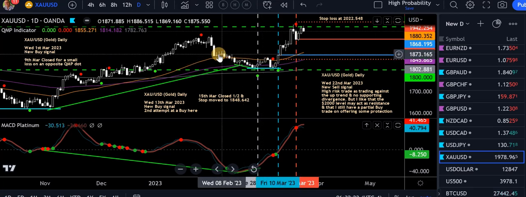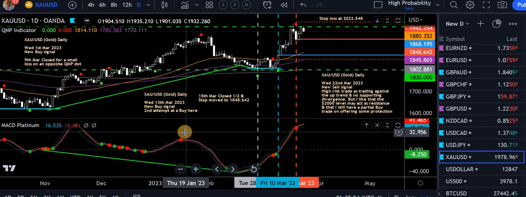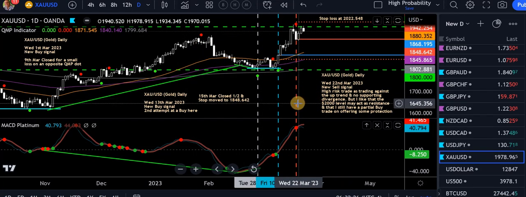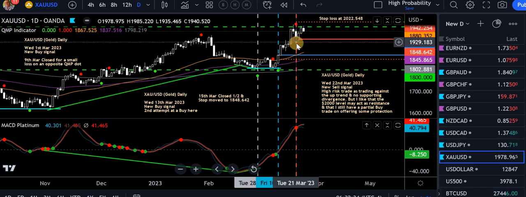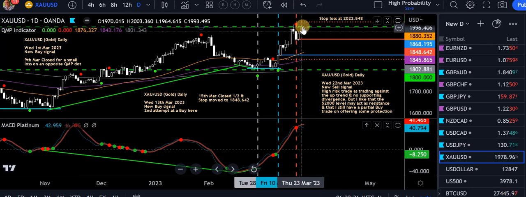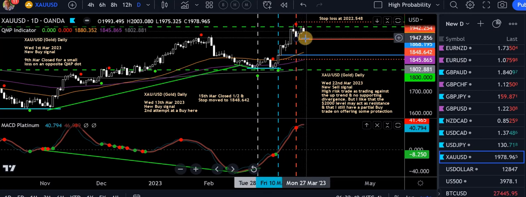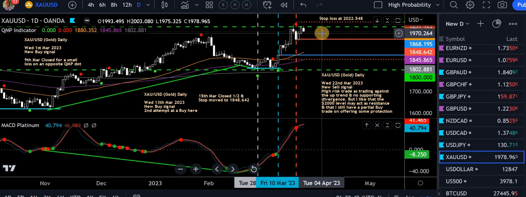High risk trade, trading against the trend. There's no supporting divergence, but I like this as the 2000 level could be a resistance level. And as you can see, price went up to it and dropped before I took it. Now it's had another go at it, and on Thursday it went up, heading towards my stop. Then Friday it's starting to bounce down again.